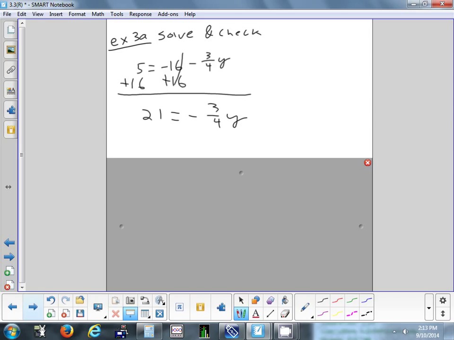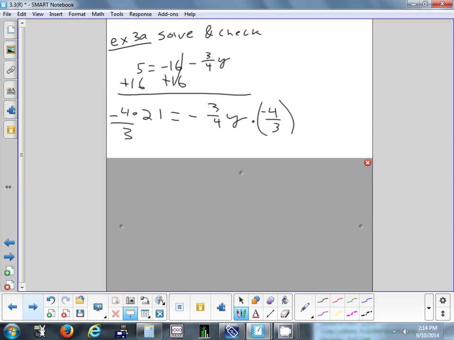Now what do we do? Okay, Mr. Roy mentioned this earlier. This is the first time we've gotten a fraction. We're done with adding and subtracting, but now we're in the multiply and divide step. This is a special case when you have a fraction in front. Multiply by the reciprocal. What's the reciprocal of negative 3/4? Negative 4/3. Reciprocal means to flip. Don't change the sign.